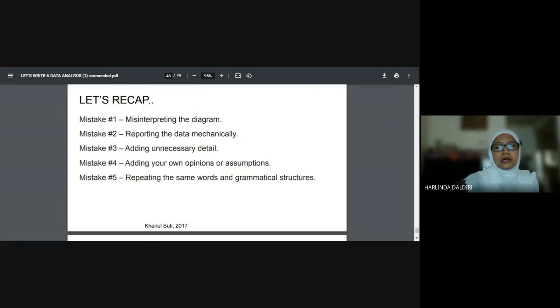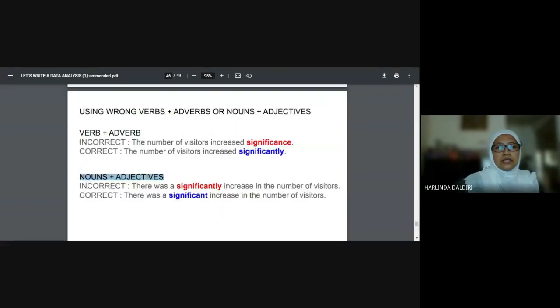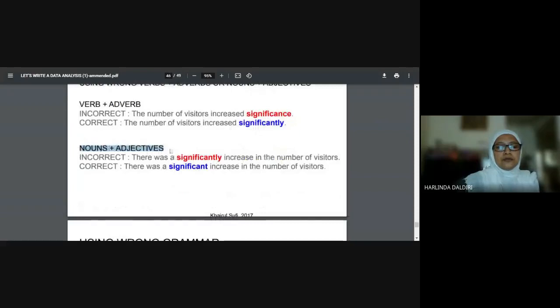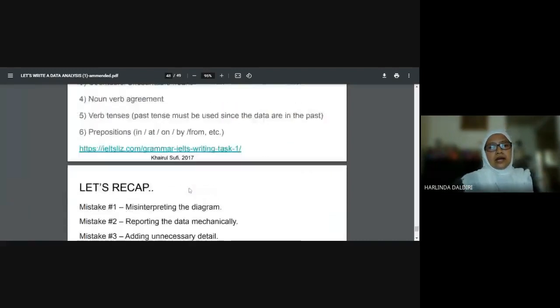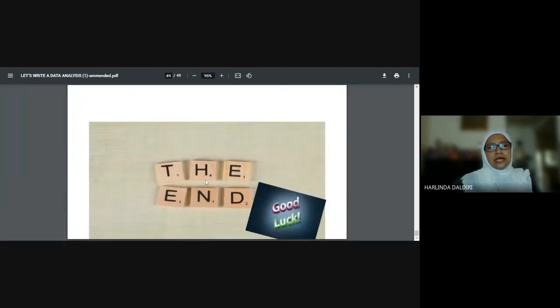Mistake number 5, repeating the same words and grammatical structures. What does it mean? You have to use different sentence structures. Don't use the same verb and adverb all the time throughout your paper, or this same type of sentence all the time. Have variation, change the style of writing, then your Task 1 will be a very interesting one. All right, so that comes to the end.